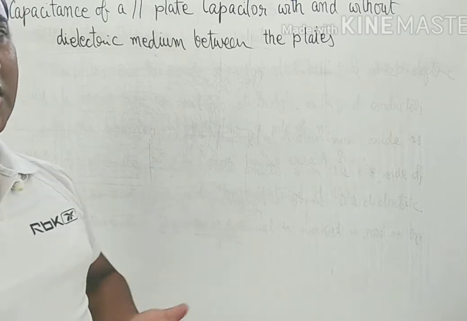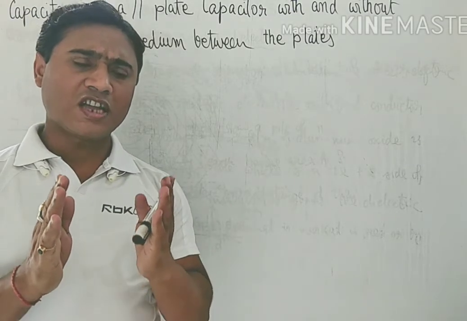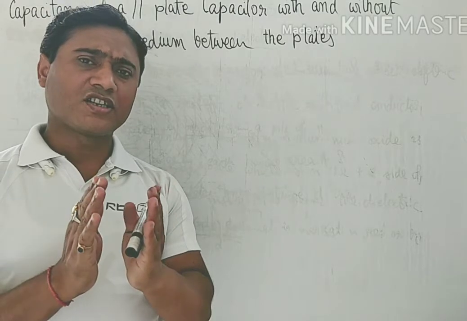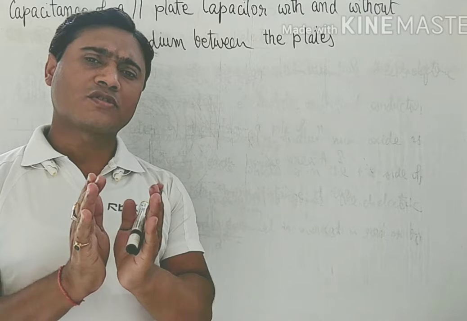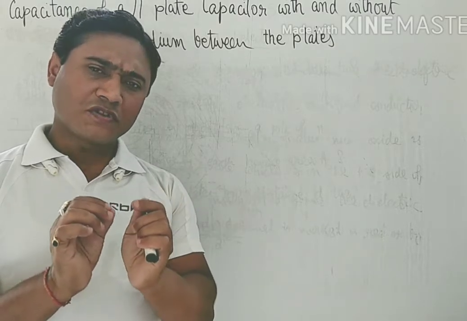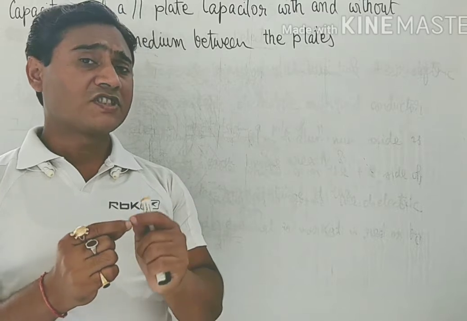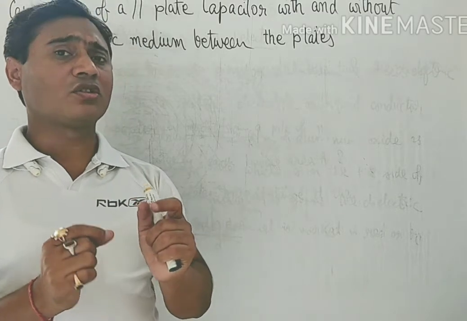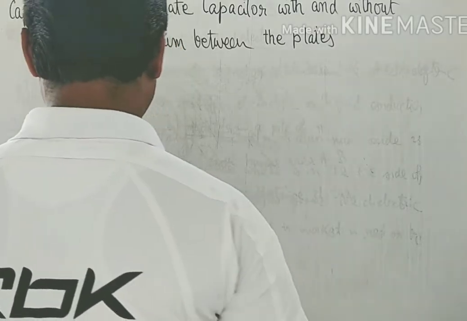So a parallel plate capacitor is what? It is the assembly of two conducting plates kept parallel to each other and separated through a distance which is very small in comparison to the physical dimension of the plates. So let me write the definition first.